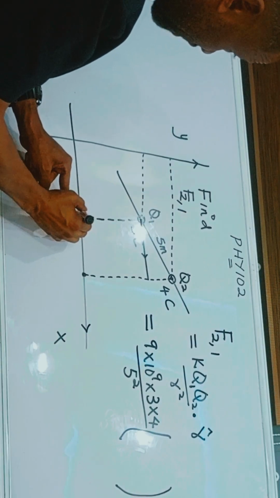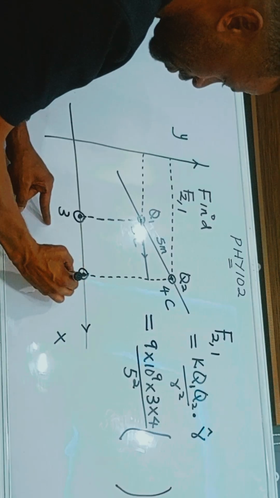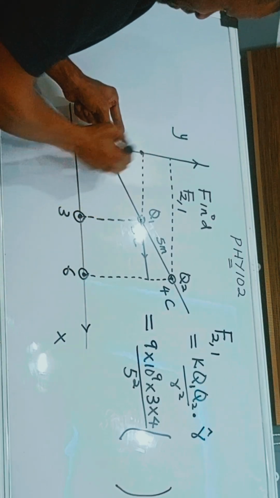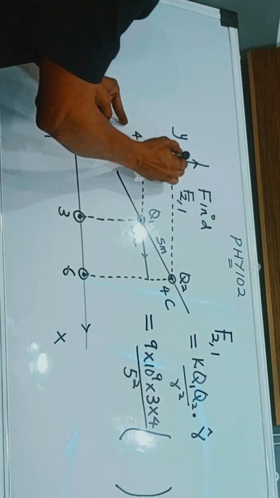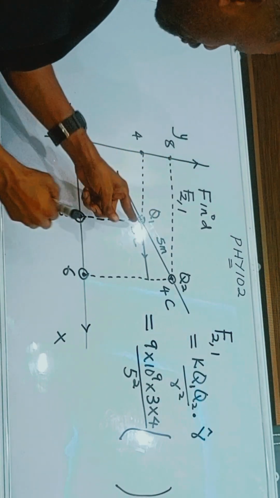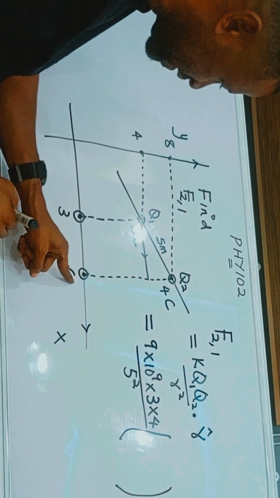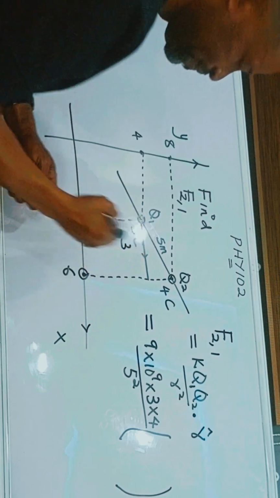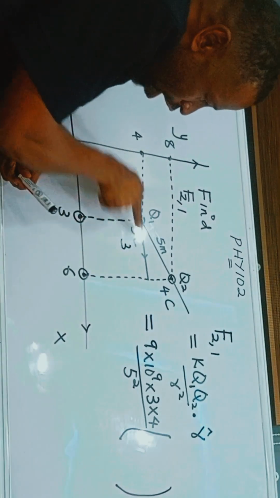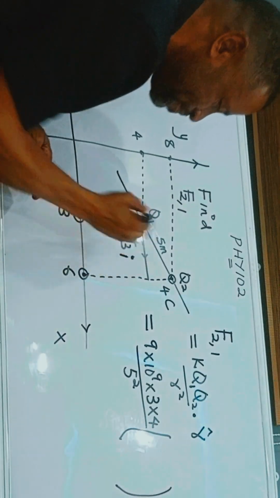Did they give us this value? Okay, I think they didn't. This place is supposed to be 3. This is supposed to be 6. This place is 4, and this place is 8. So, if I move from here to here, I have covered the displacement of from 3 to 6. That is 3 meters, and I'm moving towards the positive x direction. So I'm going to put i.